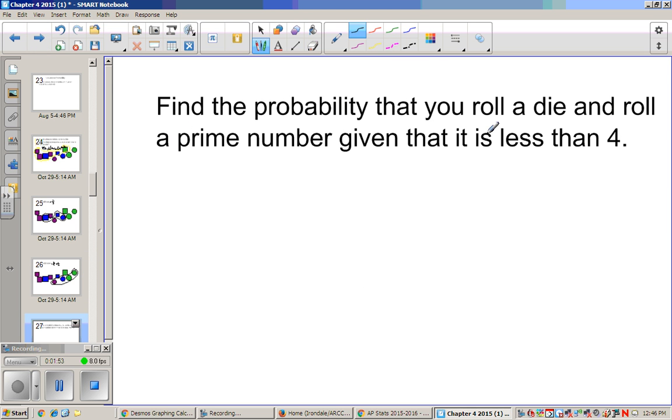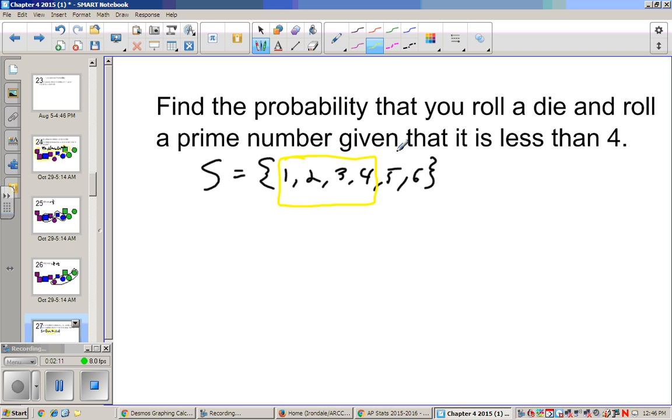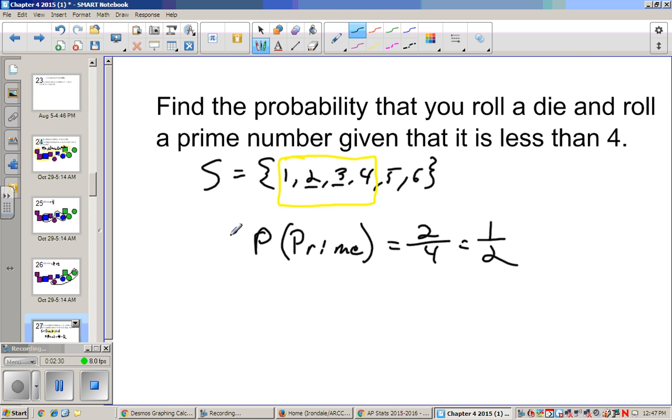Now it says find the probability that you roll a die and you roll a prime number given that it's less than 4. So first we look at our sample space. Given that it's less than 4, it's going to reduce our sample space to just these values. Out of those values, what's the probability that it is prime? Prime numbers are going to be 2 and 3. So it's going to be 2 out of our sample space of 3... of 4. So that is also 1/2 probability.